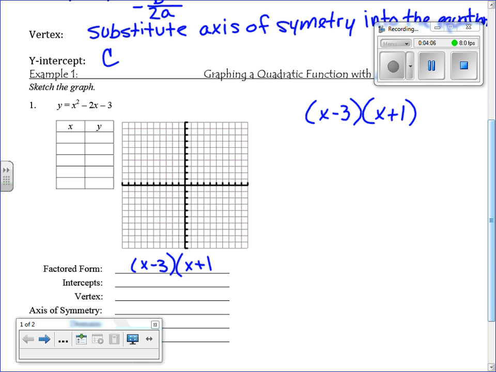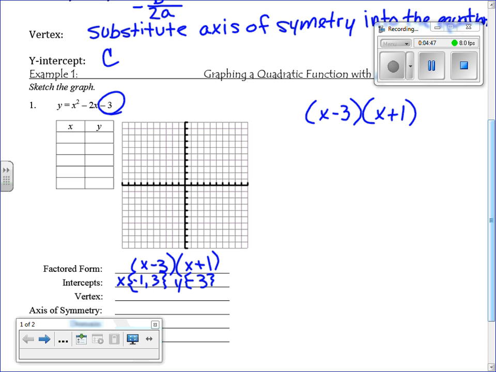So, intercepts. Our x-intercepts are going to be negative 1 and positive 3. Our y-intercept, remember we said it's c, is going to be negative 3. So we have our x-intercepts and our y-intercept. Let's keep going.